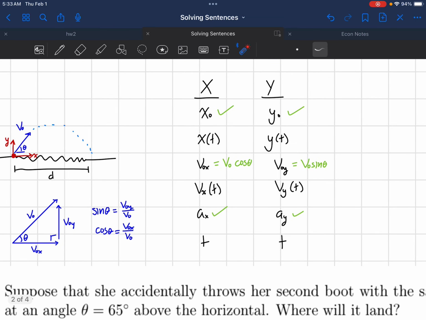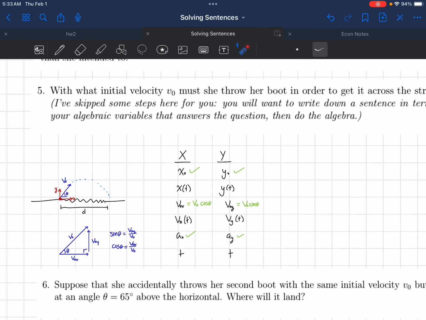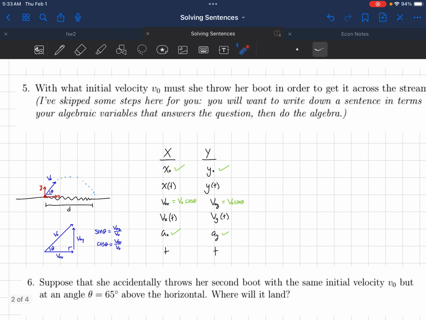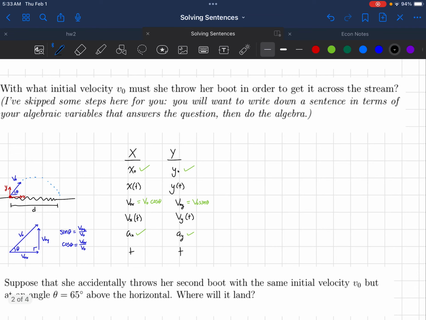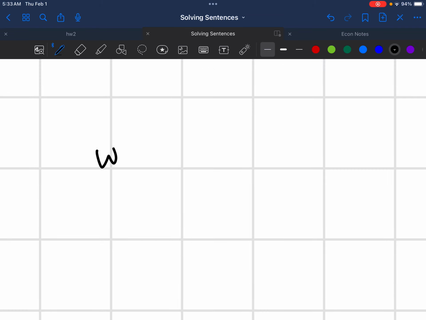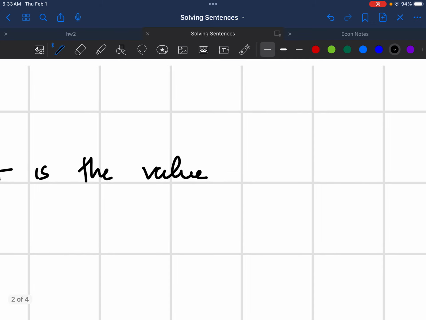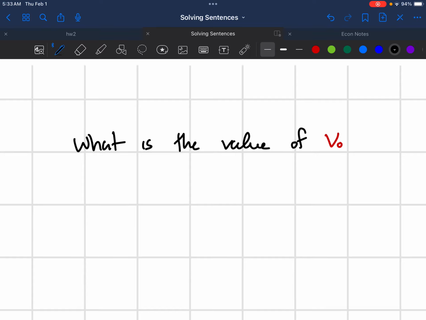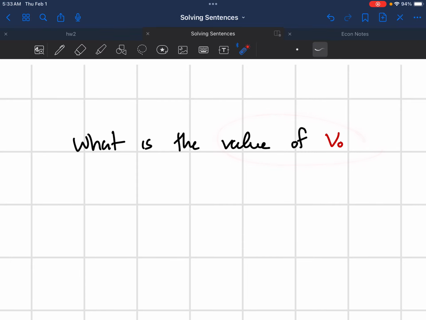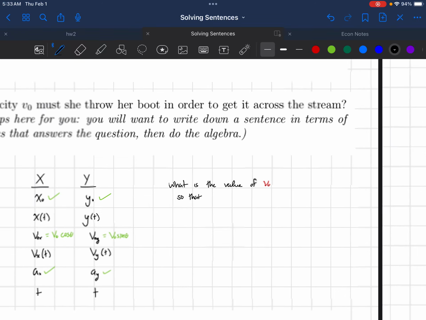I don't know my time, I don't know my final velocity, and now we're going to look at a little bit of these other things because we need to set up our sentence of what we're solving for. So in this case, we're solving for v naught. So what is the value of v naught? And again, since I'm solving for an initial condition, my sentence is going to be, what is the value of this initial condition so that something happens?